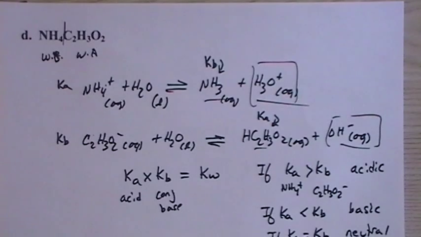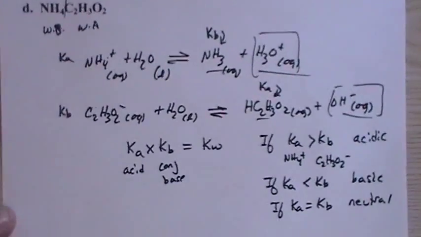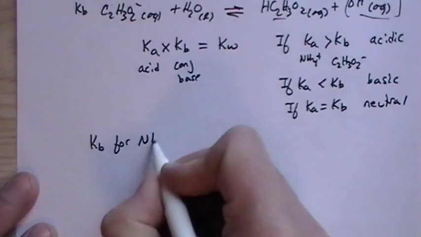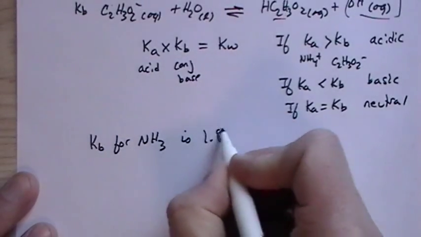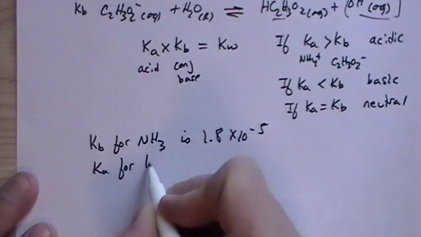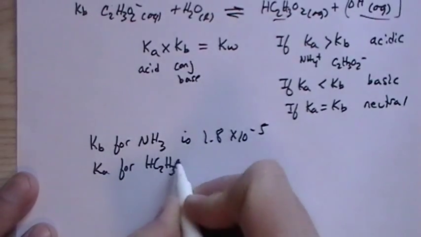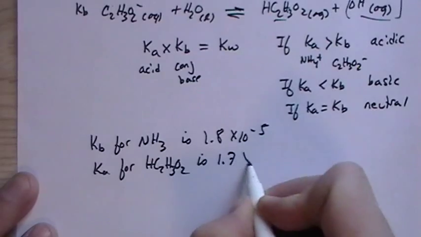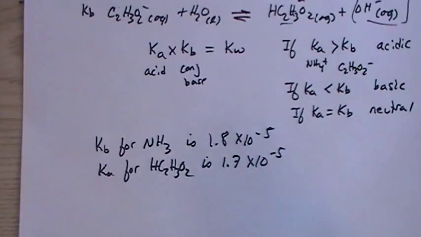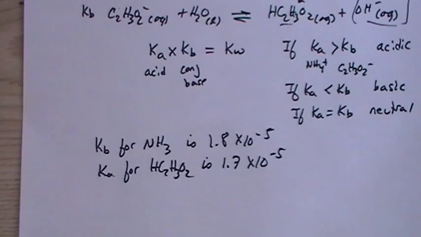I was hoping that I could. Do I have it here? Here it is. Okay, good. Alright, so we have Kb for ammonia is 1.8 times 10 to the minus 5. Ka for acetic acid is 1.7. They're very close. Probably shouldn't have used that, but it still works out. One is going to be different from the other.